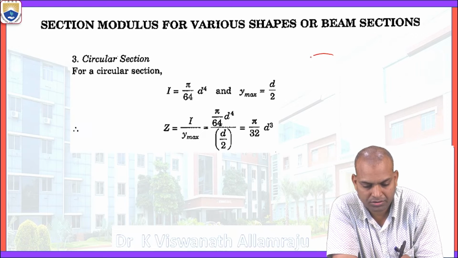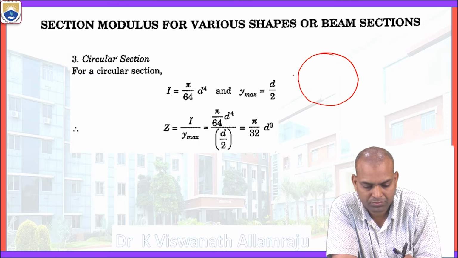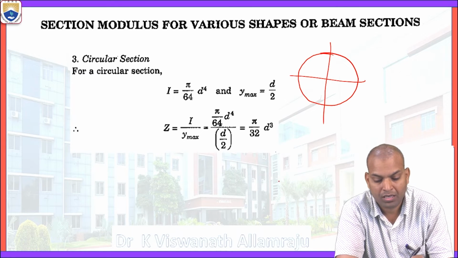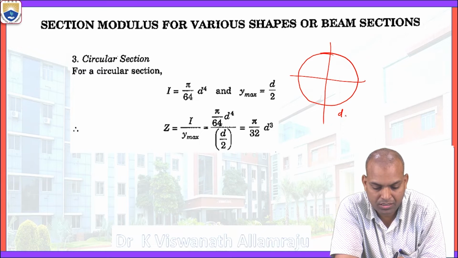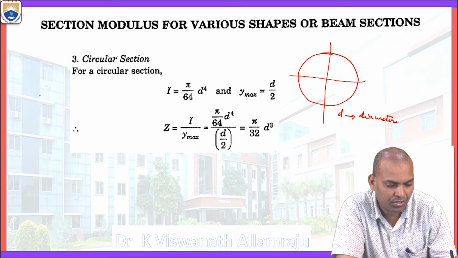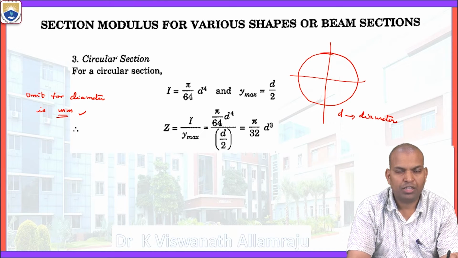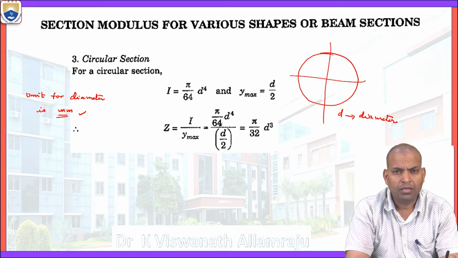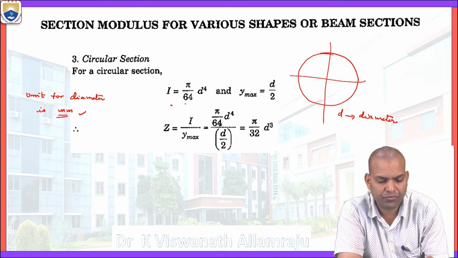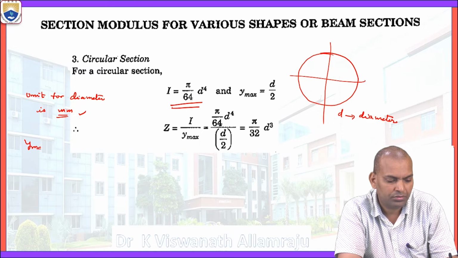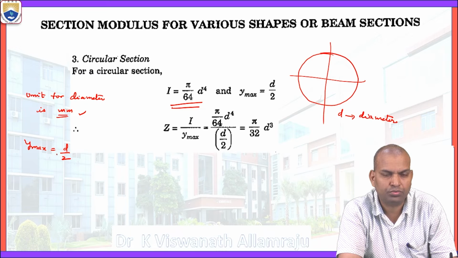For a circular cross section, d is the diameter. Unit for diameter is millimeters. So for a circular cross section, the area moment of inertia is pi d power 4 by 64. What is the Y max? The Y maximum equal to d by 2.